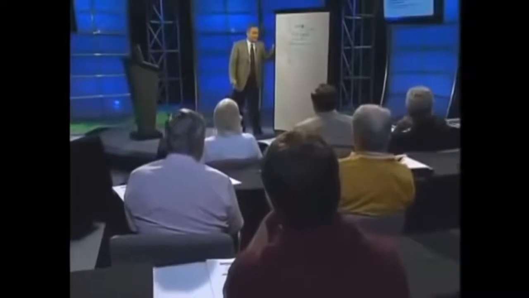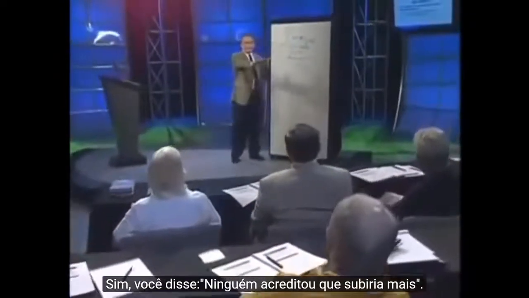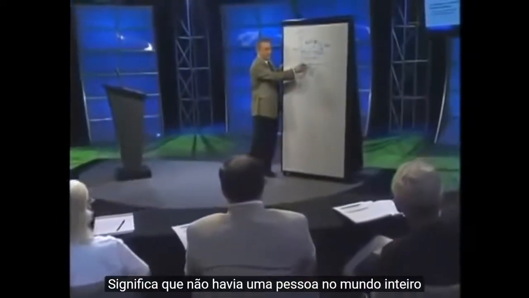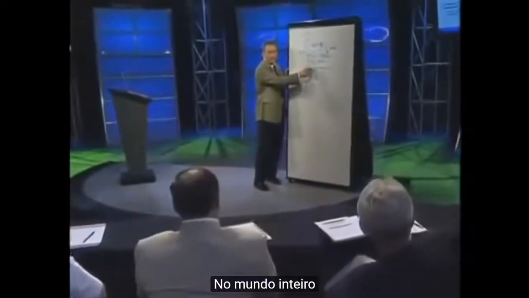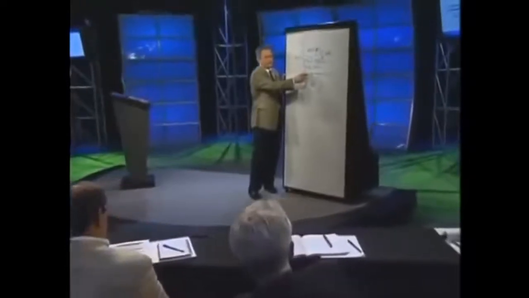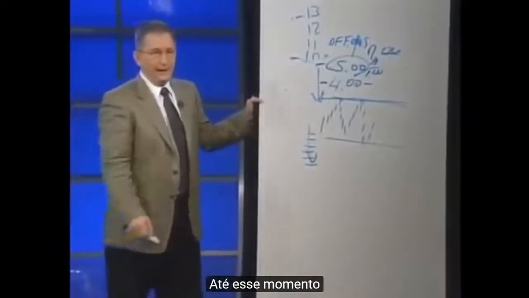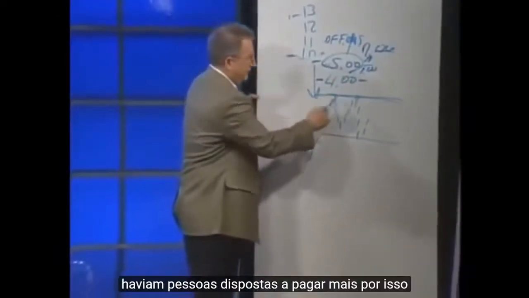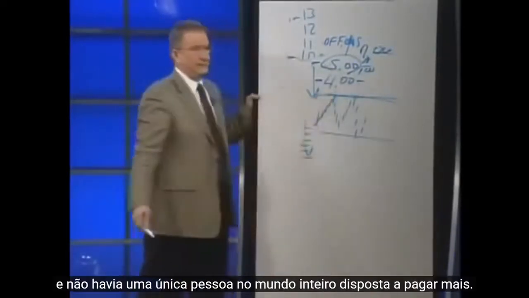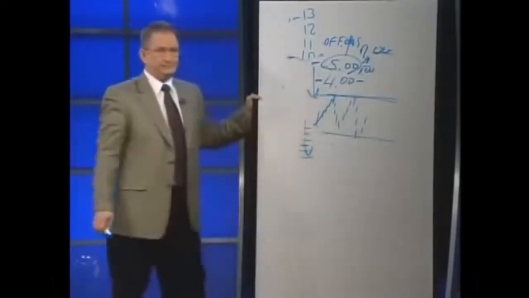What's that? Nobody believes it's going to go higher. In other words, there wasn't. You're right, he said that nobody believes it's going to go higher. It represents that there wasn't one person in the whole world who was willing to bid the price one tick higher. Not one. Up to this point, there could be any number of people who were willing to bid it higher. But it got to a certain price level, and there wasn't one person left in the whole world that would bid it higher.